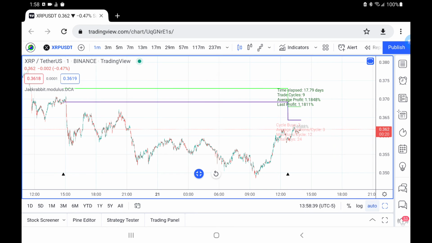MACD is one of my favorites as well. I talk about Bollinger Bands a lot, but in terms of diversity and capabilities, MACD is probably the one indicator that offers the most ways of using it.